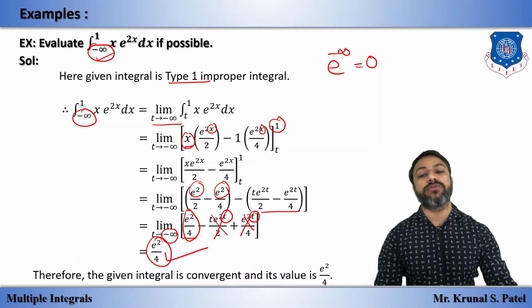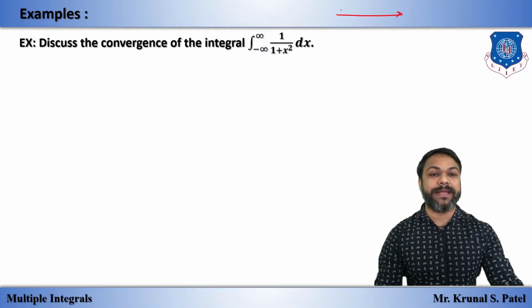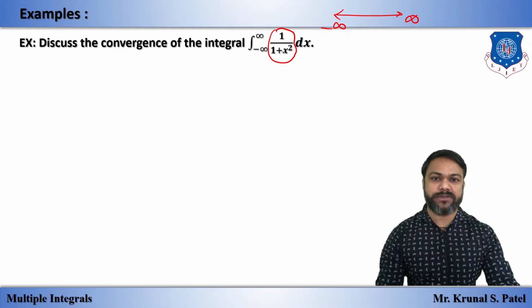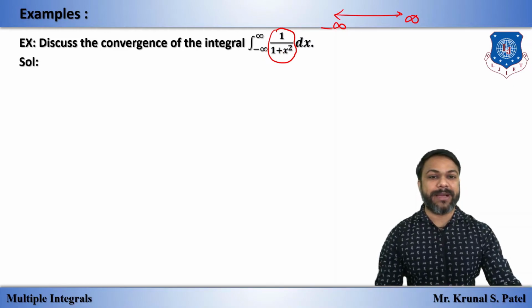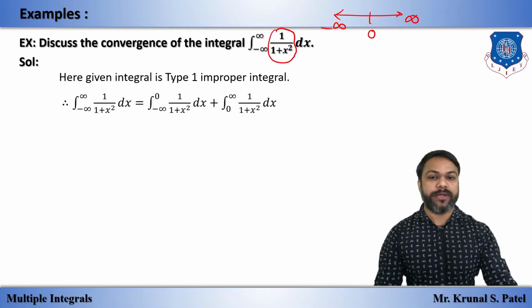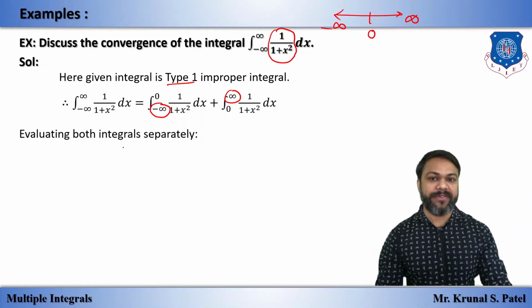So this is another example. Now we have third example in which both the limits are infinity. So we have to decide one point in between minus infinity to infinity at which this function should not be infinite. So we will take 0, because at 0, 1 upon 1 plus 0 is 1. Okay, so we will split this limit minus infinity to infinity in two parts, minus infinity to 0 and 0 to infinity. Now we will take limit for this minus infinity and this infinity. Okay, so we will evaluate separately both.